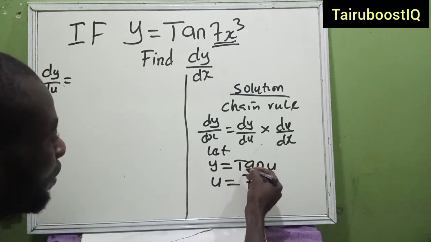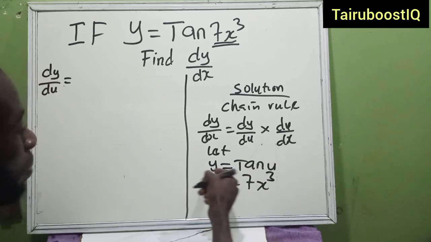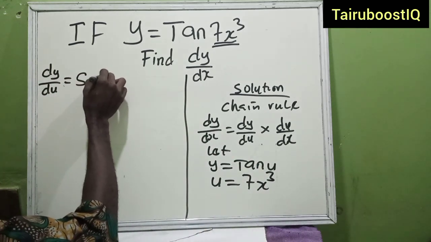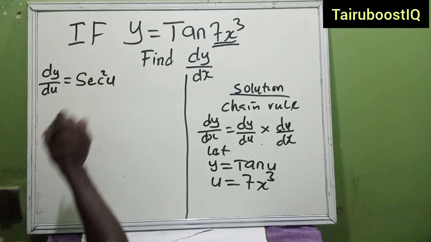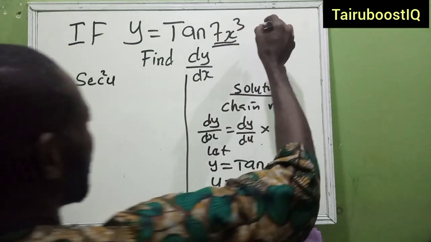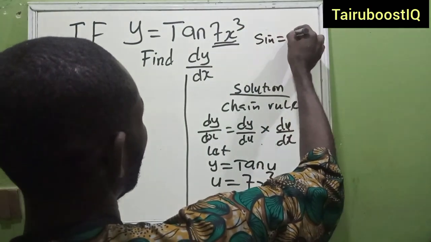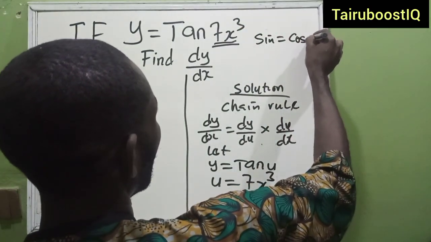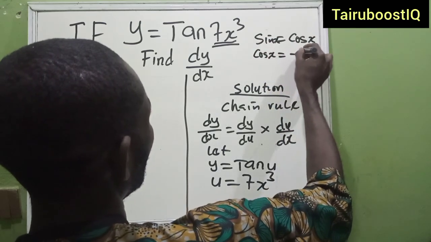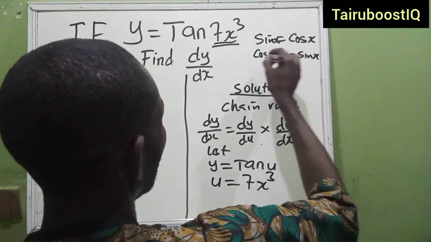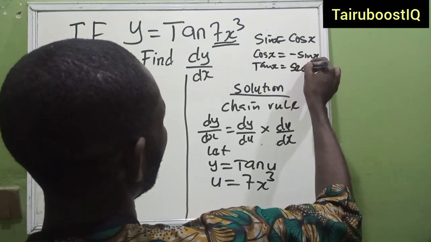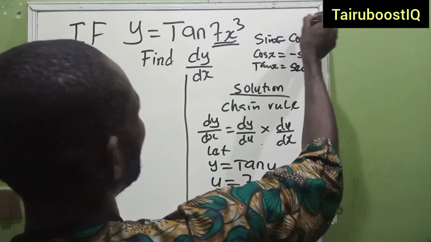We are saying when we are differentiating tan, our result is going to be sec squared u. So the derivative of tan is sec squared u. I told you that if it is sine, the derivative is going to be cos x or cos u. And if it is cos, the derivative is going to be minus sine x. And if it is tan, the derivative is going to be sec squared x.